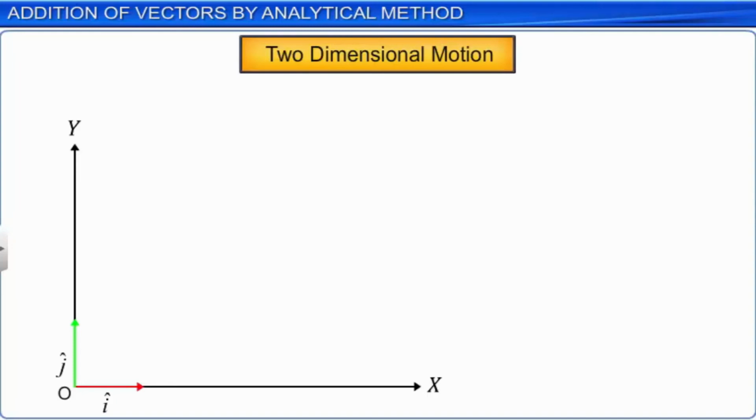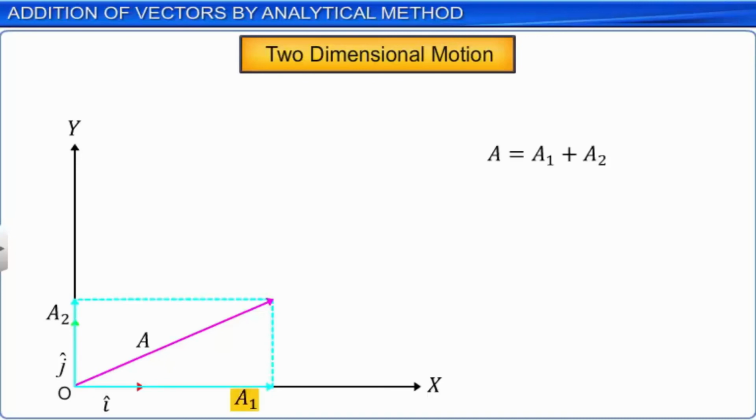Now, consider a vector A on the xy plane. From the head of the vector, draw perpendicular lines to the coordinate axis to obtain vectors A1 and A2. Hence, we can write A is equal to A1 plus A2. Let this be equation 1.